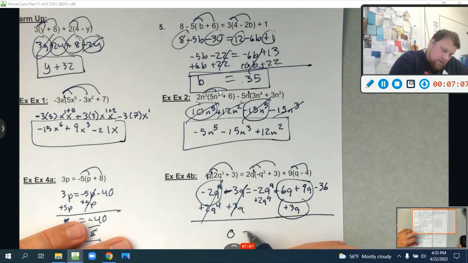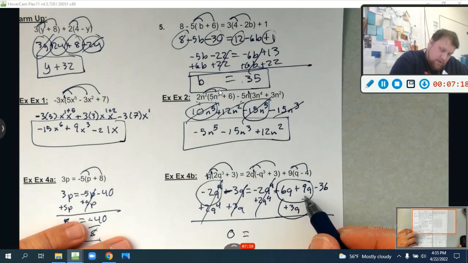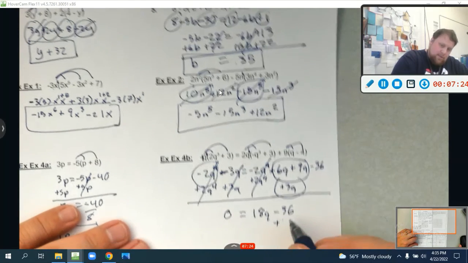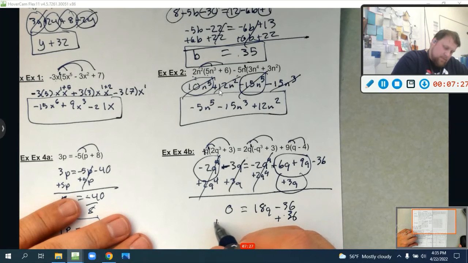So I have 0 equals, and then over here, those cancel out, and 6q plus 9q is 15q, 18q, minus 36. Let's go ahead and add 36 to both sides. I get 36 equals 18q. Divide both sides by 18, and we get that q equals 2.